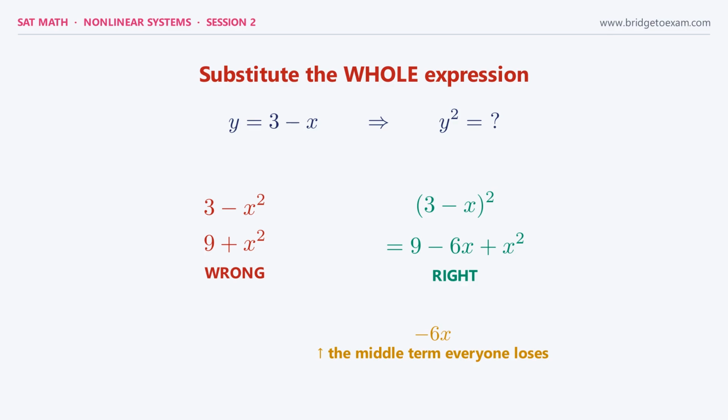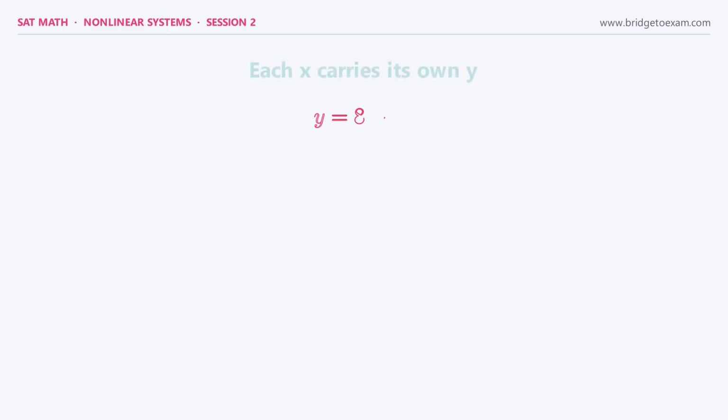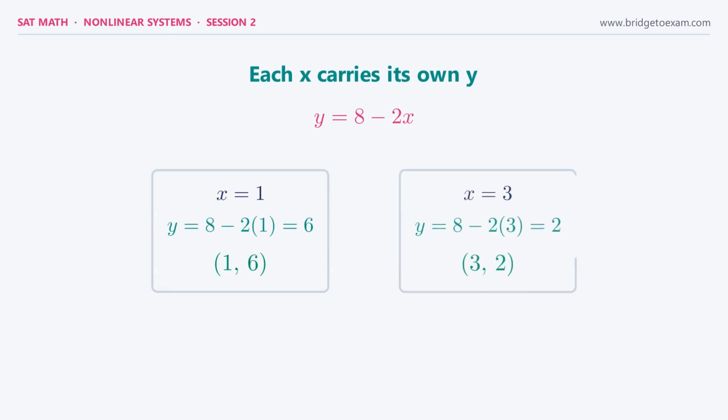Expand it properly. (3 minus x) times (3 minus x) gives 9 minus 6x plus x squared. See that middle term, negative 6x? That's the term everybody loses. So here's my rule. The moment you substitute, write the parentheses first, before you write anything else. Parentheses are not decoration.